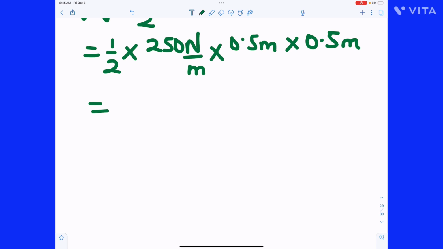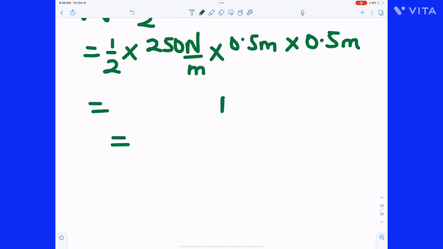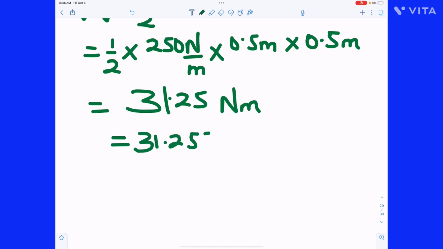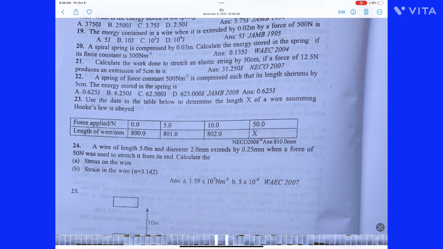Meter divides meter, that goes. Then newton meter is the only unit left. You just press your calculator to get your answer in newton meters first. Let me do it for you. This is 250 times 0.5 times 0.5 divided by 2. That's 31.25 newton meters, 31.25 joules. So the energy stored, or the work done to extend the spring by 50 centimeters, is 31.25 joules.